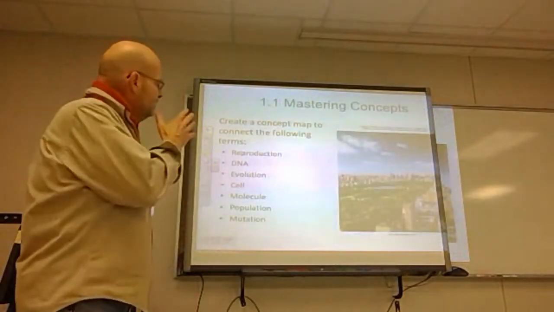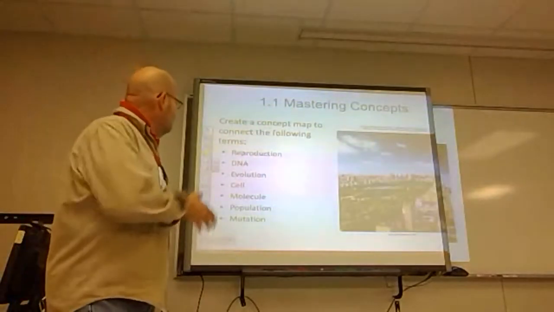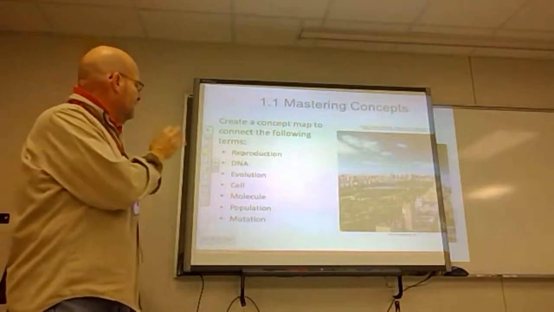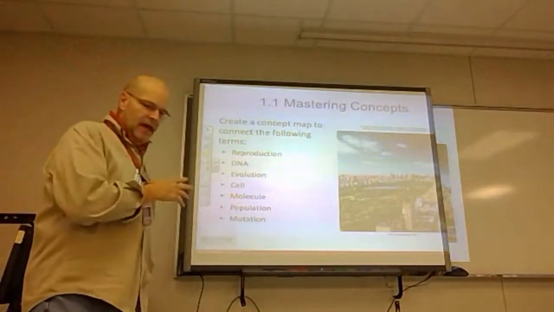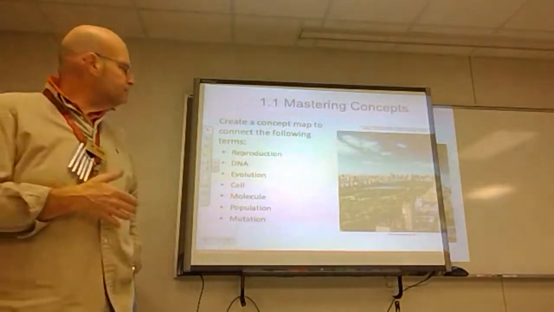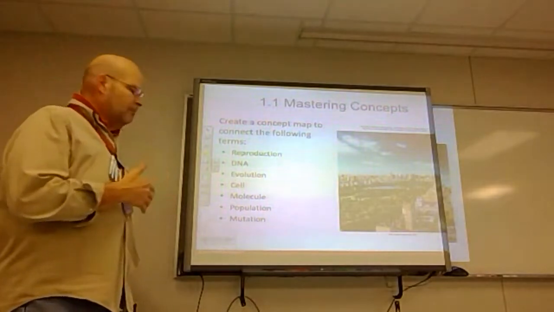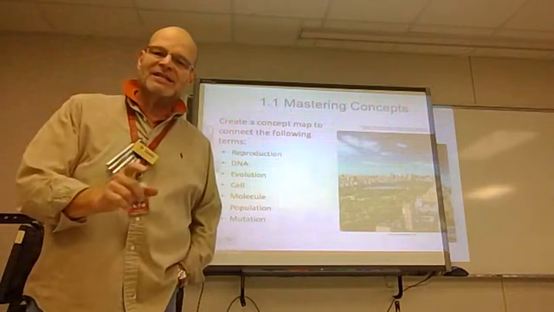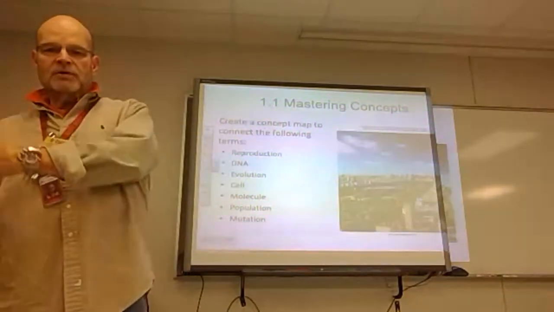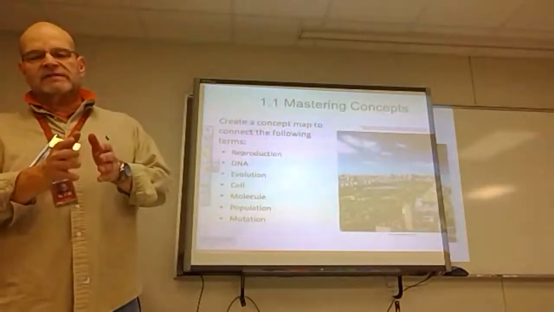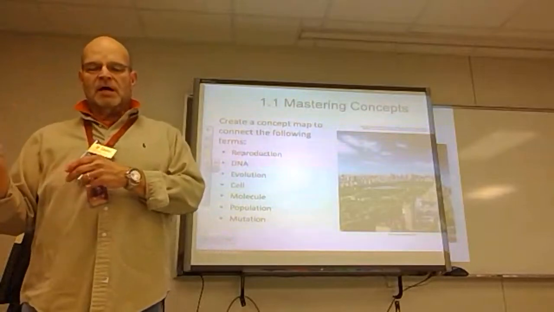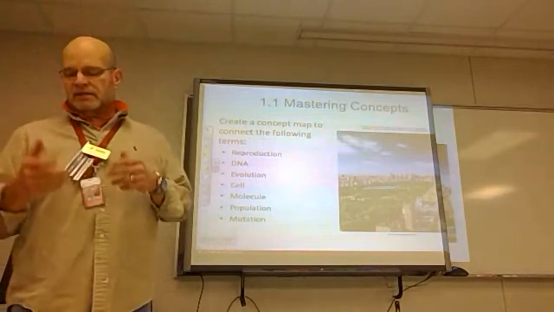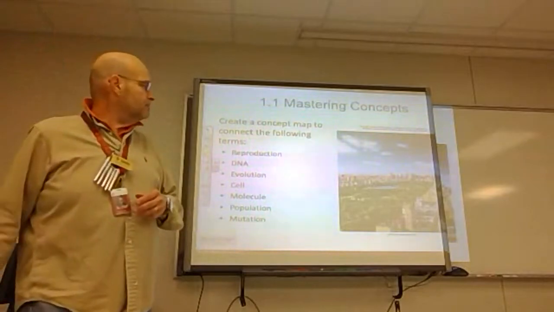So mastering the concepts from this first chapter, you should be able to understand what is meant by production, DNA, reproduction rather, evolution, cells, molecules, populations, and mutations. And remember that mutation is that change in the DNA from generation to generation. If I have slightly different DNA than my parents because during DNA replication a mistake was made, then that is called a mutation.